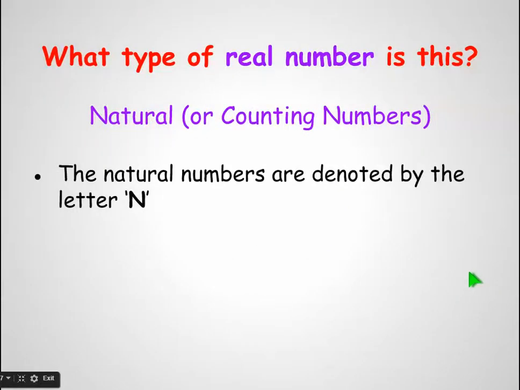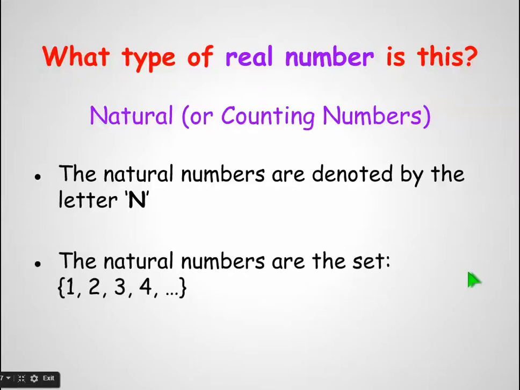The natural numbers are denoted by the letter N. This is a standard letter that we use. The set of the natural numbers are {1, 2, 3, 4, ...}. For a set of objects, we use the braces. What does the ... mean? It means it goes on forever and ever and ever.